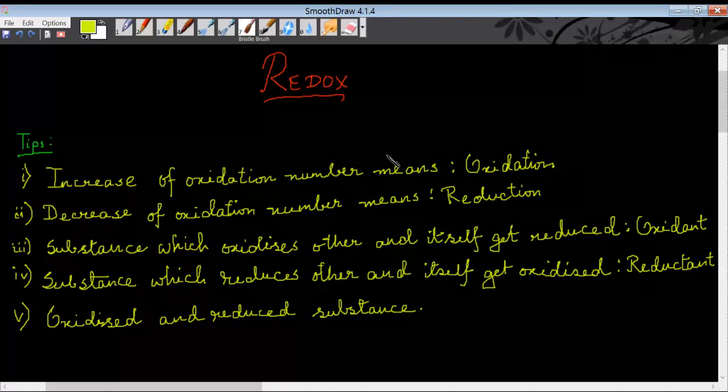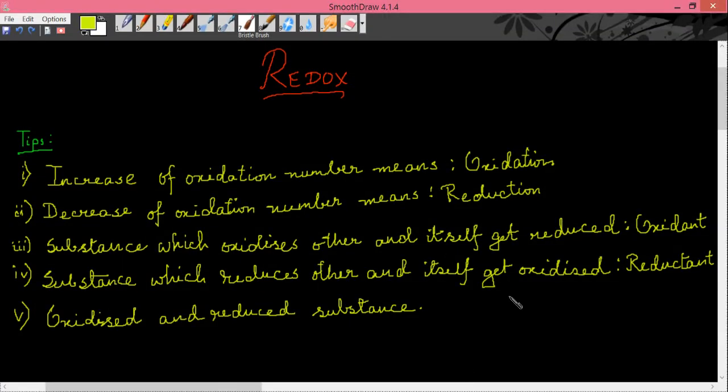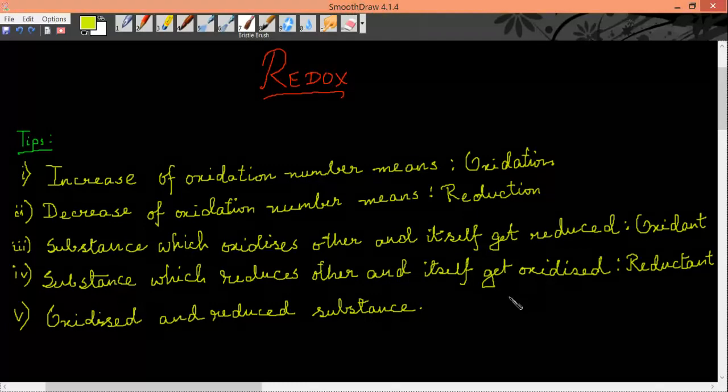At first, we have to know a few points like what is oxidation, what is reduction, what is the oxidant, what is the reductant, what are the oxidized and reduced substances. Now at first, what is oxidation? Oxidation is the increase of oxidation number in a chemical reaction. When you find an increase in oxidation number, then it is oxidation. And in a chemical reaction, when you find a decrease in oxidation number, then it is reduction.